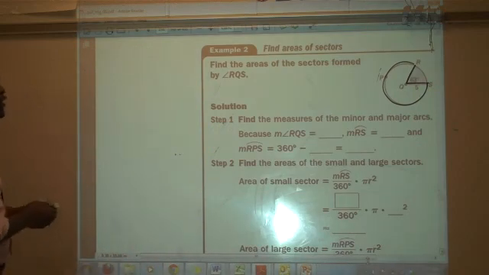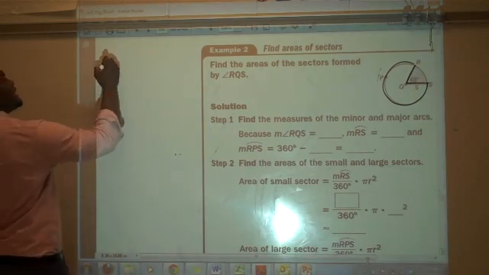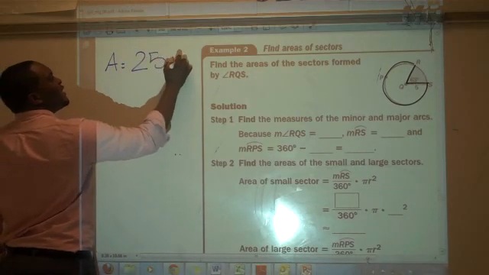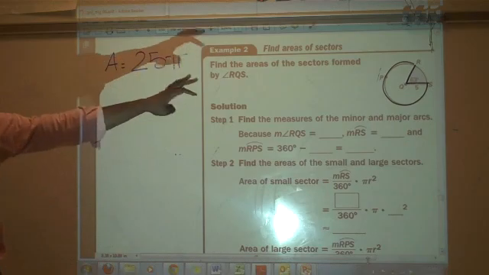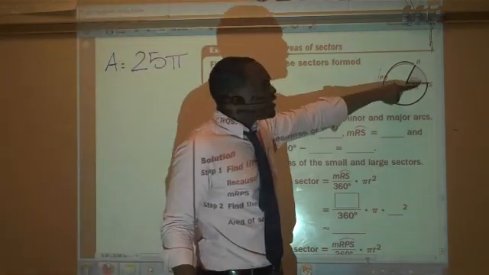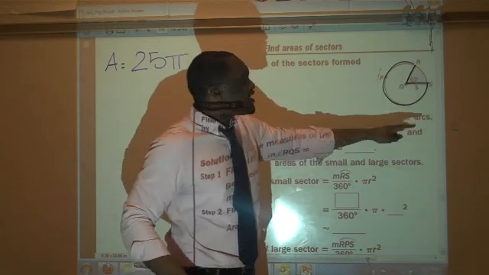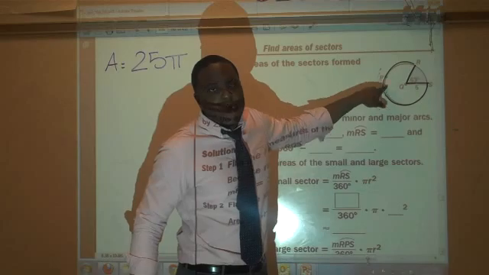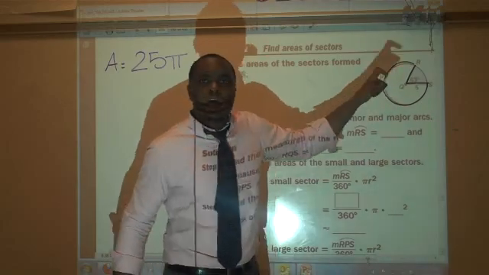I'll leave this up on the board. We already found that the entire area is 25 pi. I just want to put that out there. Now, you said there's 360 degrees in this entire circle. Now, I just want to figure out how much is left over in this unshaded region, the large sector, how much is left over for the white part.